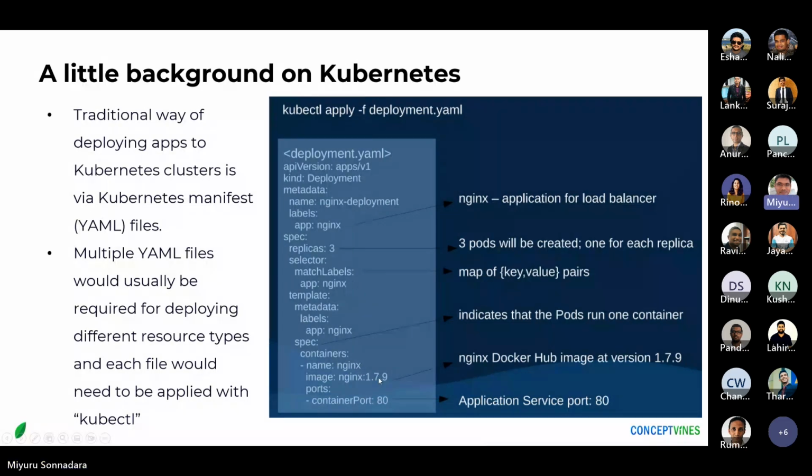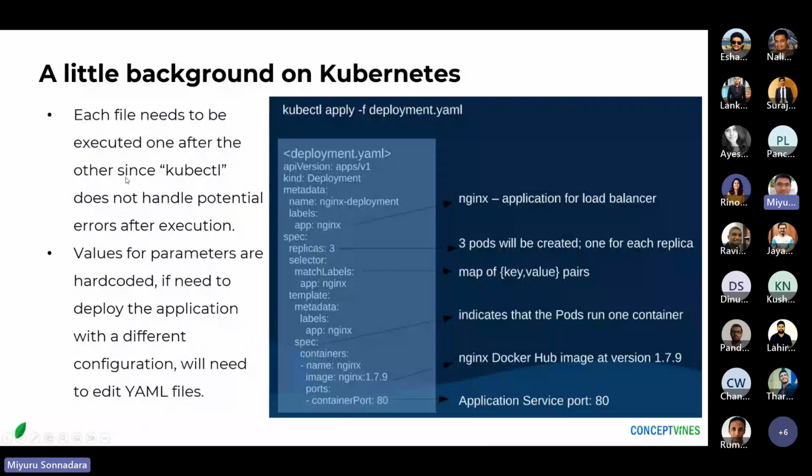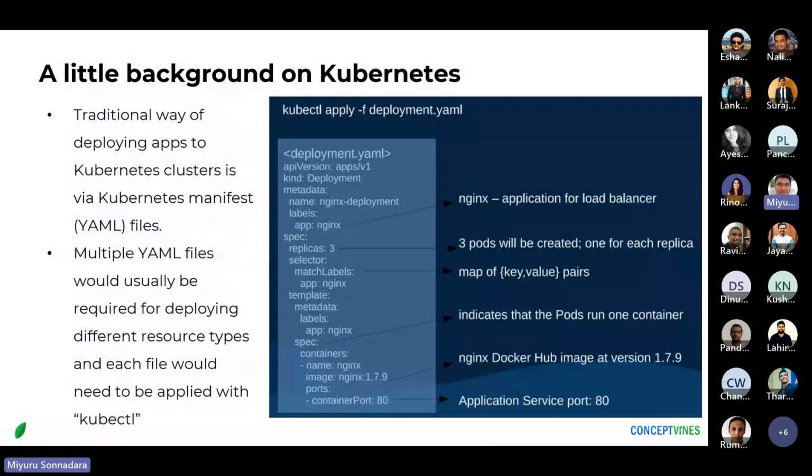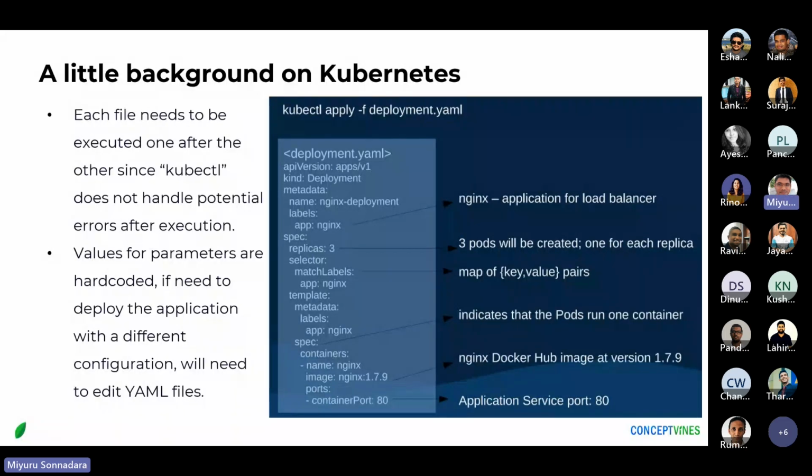Each file needs to be executed one after the other. As we covered here, a Kubernetes deployment will consist of multiples of these files representing each resource type, but each of those will usually need to be deployed one after the other. That means if there are 10 files, you have to run this kubectl apply command one after the other, because kubectl does not handle errors after execution.